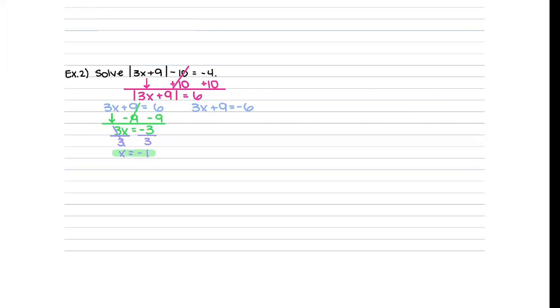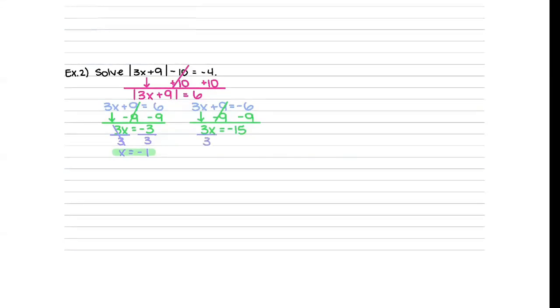So I still have to solve for my second equation that I formed, that 3x plus 9 is equal to negative 6. So I'm going to subtract my 9 from each side on this one. My 3x will drop down. It's going to be 3x is equal to negative 15. We then divide each side by the 3 to get x by itself. And we have that x is also negative 5. So my two solutions for this one is negative 1 and negative 5.